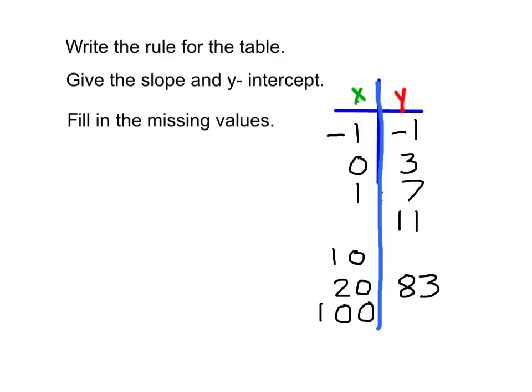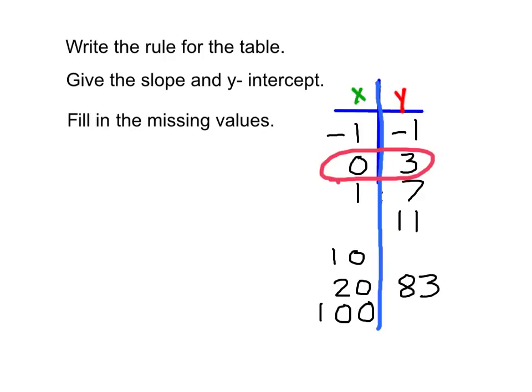All right, here's our third example. We're given a table of values. We're asked to write the rule for the table, give the slope and y-intercept, and then fill in any missing values. First of all, let's identify the y-intercept. That's the same as the initial amount when x is 0. So that is right here. There's my y-intercept.